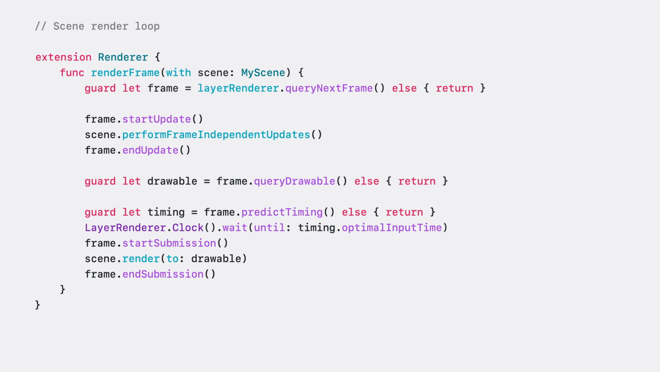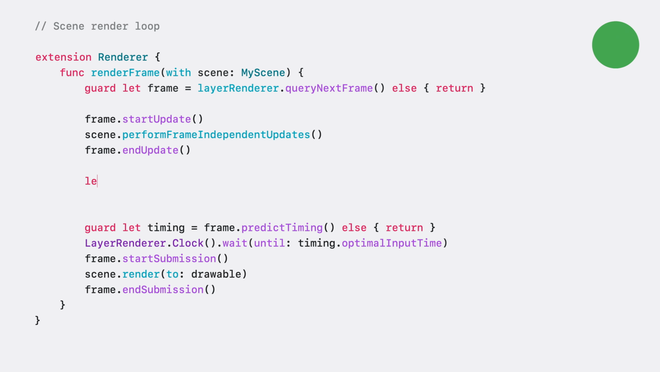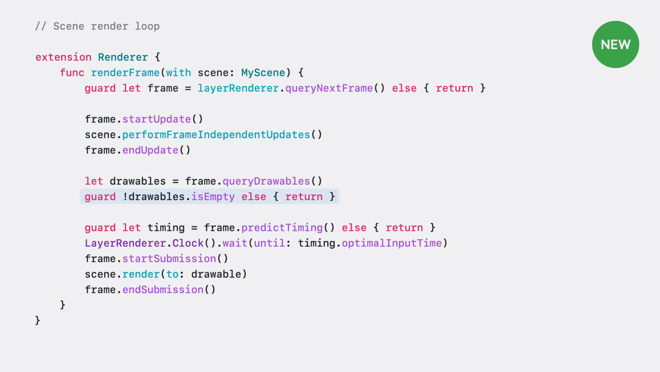This render frame function may be familiar to you. After querying the next frame and updating the scene state, I call the queryDrawable function. Then I wait for the optimal input time and I render the scene to the drawable. Now, instead, I replace queryDrawable with queryDrawables. I make sure the array isn't empty and I render my scene to all the drawables.